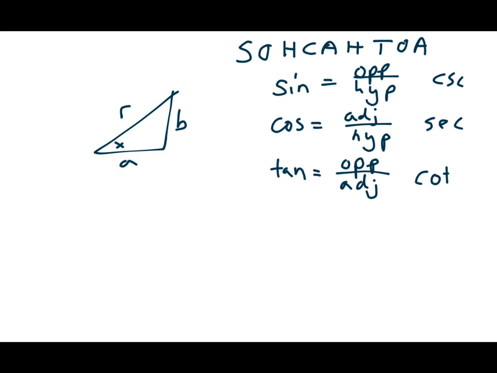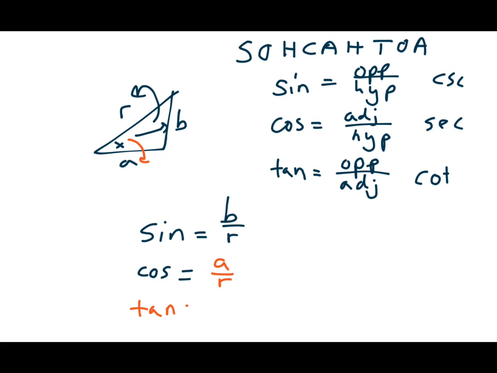Okay? So here's our triangle. If you look at that, you can see that if our angle is x, sine is opposite over hypotenuse, which is b over r, which is what we just found. Cosine is adjacent. The adjacent side is a, so that's a over r. Tangent is opposite over adjacent, which is b over a. And then for each of those, you can just flip them.